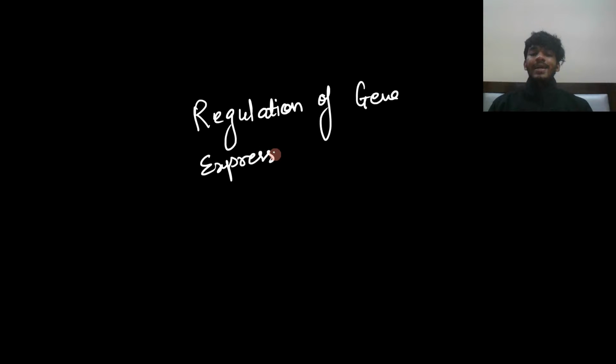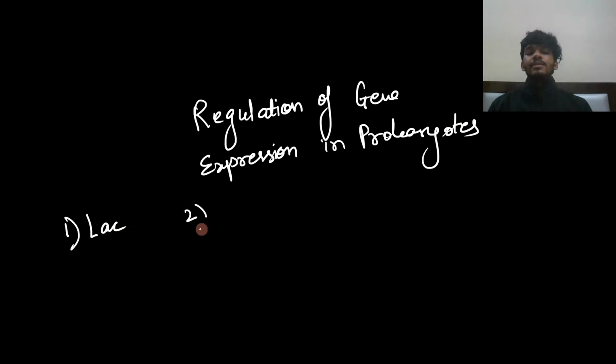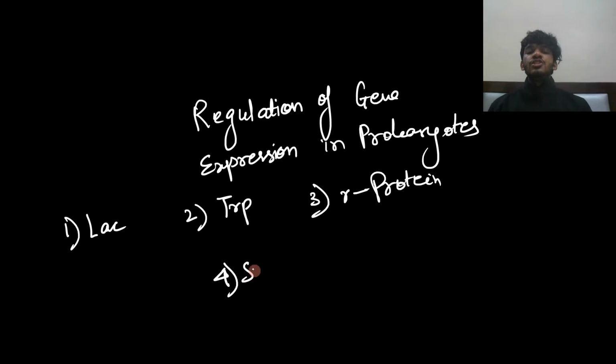So if a question comes, write down the regulation of gene expression in prokaryotes. There are 4 things that you have to write. First, you have to write Lac Operon. Second, you have to write the TRP Operon. Third, you have to write the R protein. I will tell you about the R protein. And fourth, you have to write down about the stringent response.